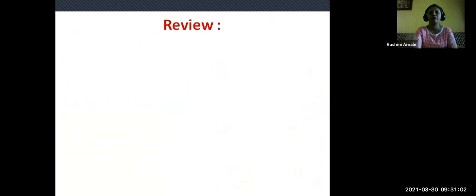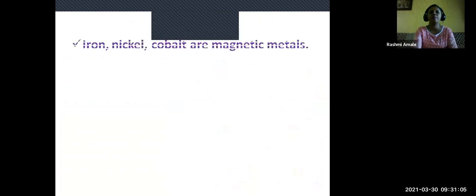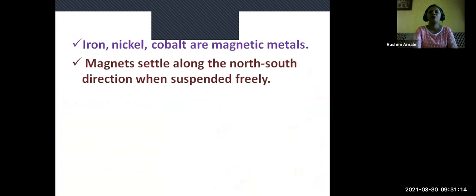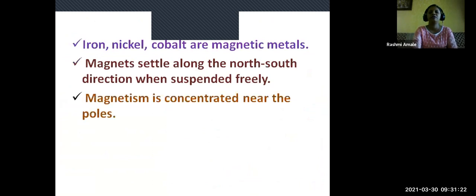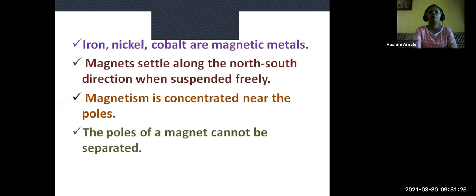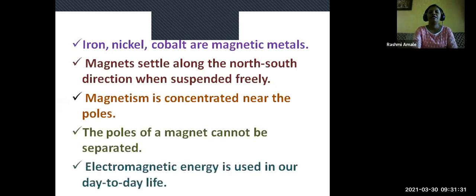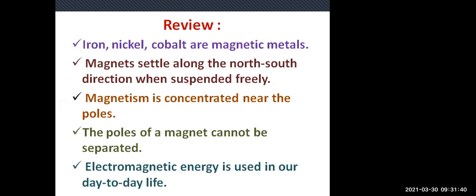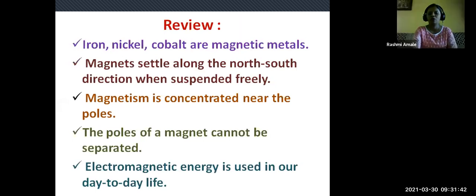So let us review quickly the entire lesson. Iron, nickel, cobalt are magnetic metals. Magnets settle along the north-south direction when suspended freely. Magnetism is concentrated near the poles. The poles of a magnet cannot be separated. Electromagnetic energy is used in our day-to-day life. So, students, you understood the lesson. We have revised the entire lesson. Now, let us solve the exercise.